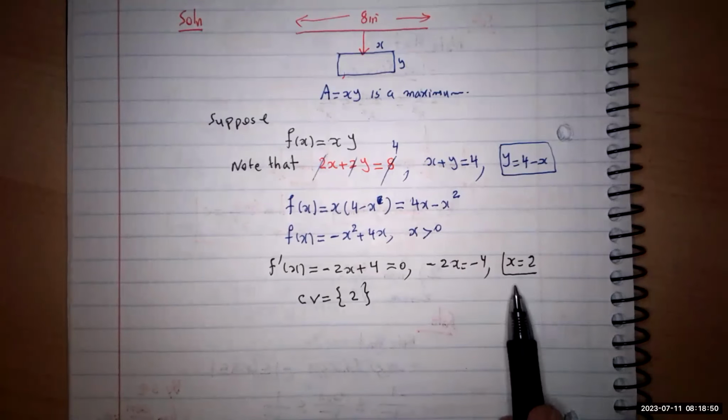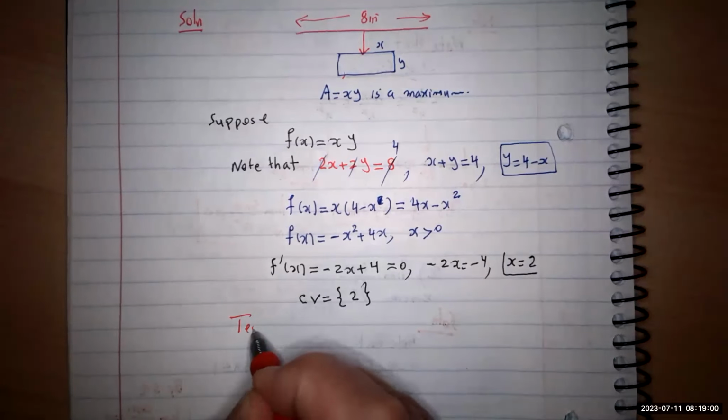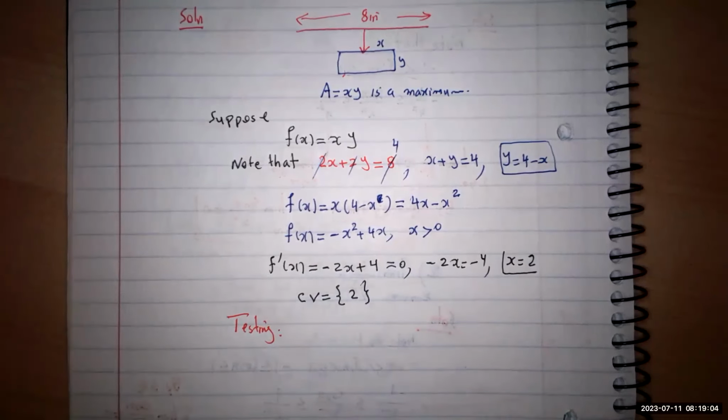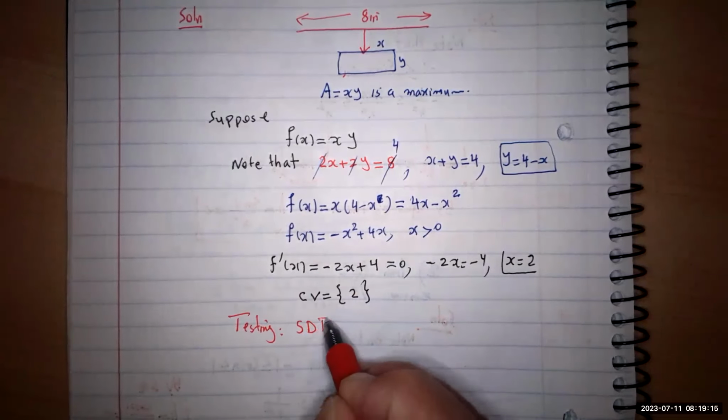So this will tell you that at X equal 2, you may get a maximum, but you have to test it. All these problems need testing. What is going to be the testing? You have two choices. You can use the first derivative test, or you can use the second derivative test. Looking at the function, of course, the second derivative test is much easier. So we use the second derivative test.